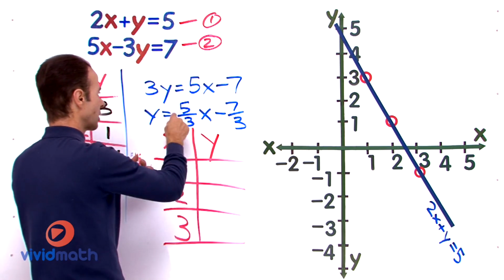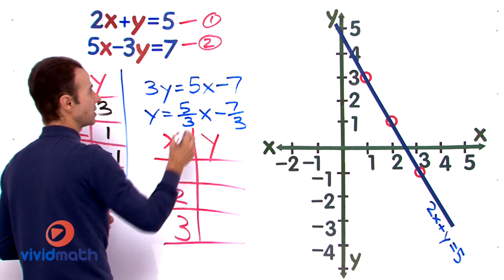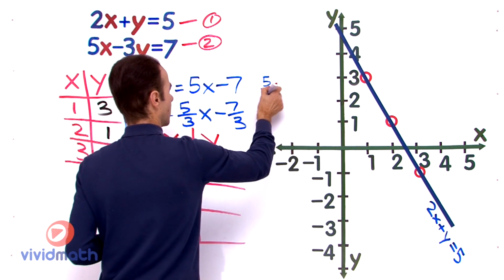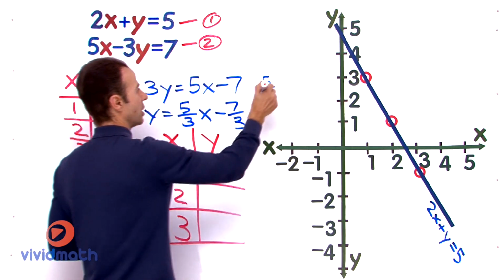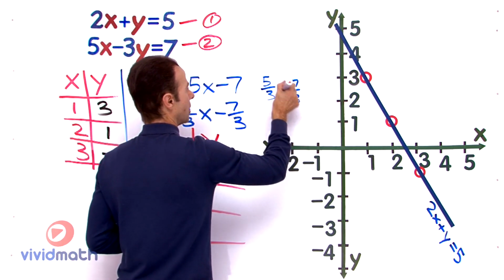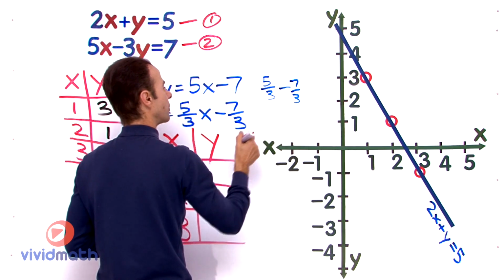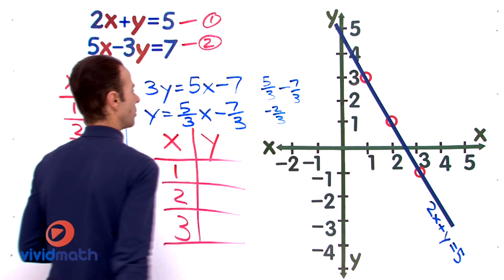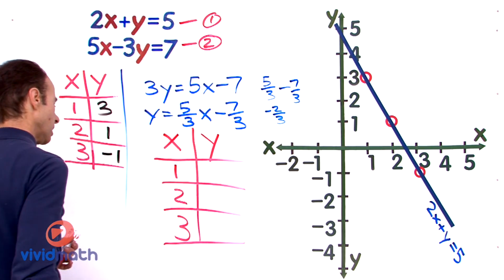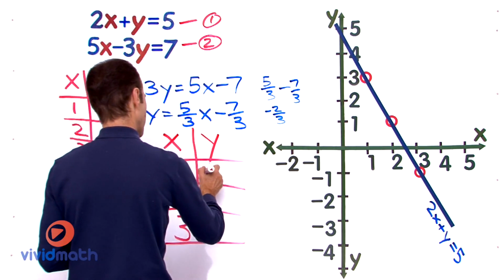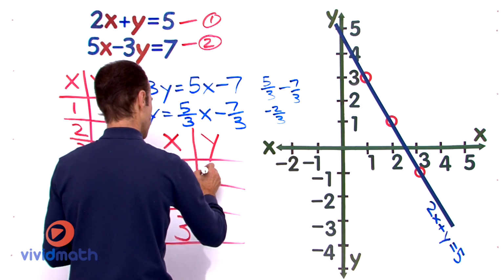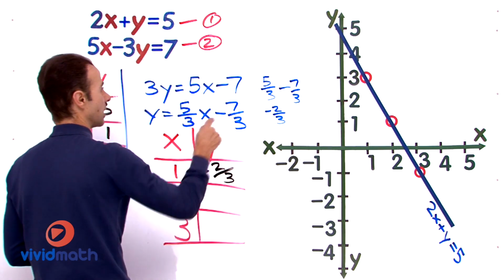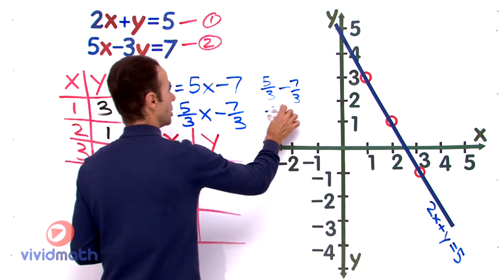So 1 times 5 on 3 will give us 5 on 3, minus 7 on 3. 5 minus 7, that's minus 2/3. So 1 will be minus 2/3. So let's put it in there. Okay, let's put 2 in there. Let's substitute 2.